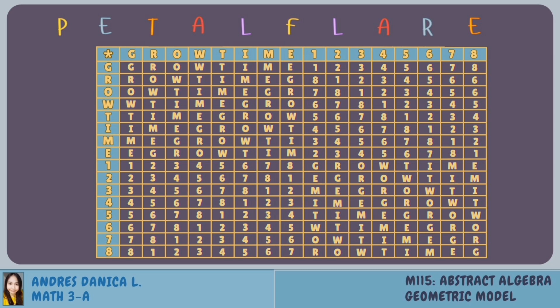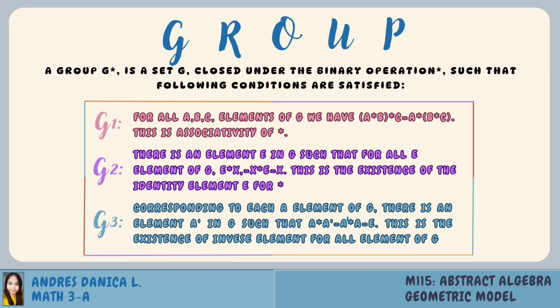We conclude that the table with a binary operation star, task number 1, shows that it forms a group structure. Group: a group star is a set G closed under the binary operation star such that the following conditions are satisfied. For G1, for all A, B, C in G, we have (A star B) star C is equal to A star (B star C).